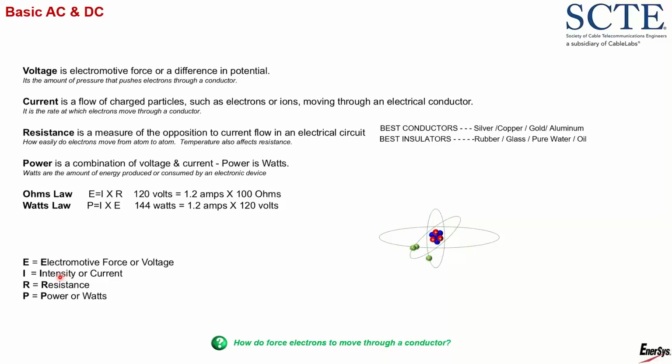Current is actually the intensity of the electrons. So that's why I. Of course, resistance is R. And then watts are actually power. So that's why the P.